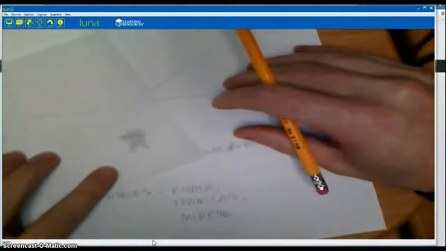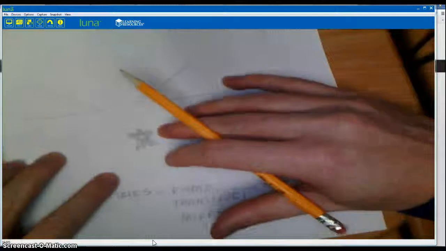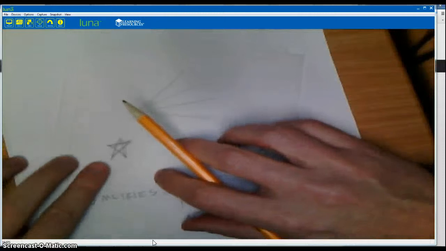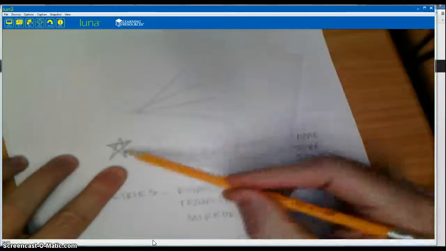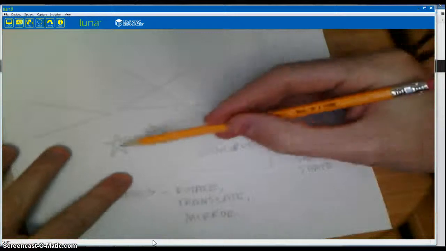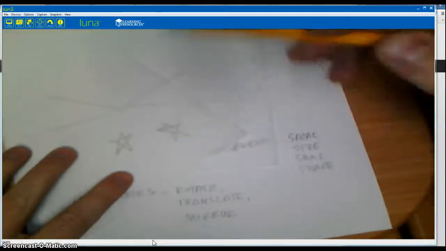Now you notice that if I mirror this star, I can't line it up. It's actually different. But if I mirror and then I mirror again, so that is a set of isometries. If I do multiple isometries and I come up with a way that I can map it on top of the other one, and they are the same size and same shape, then they are congruent. So even though you might see this star and this star, you can say that they are congruent because I could mirror this star and come up with that star.